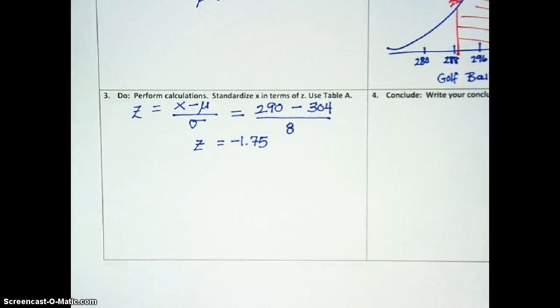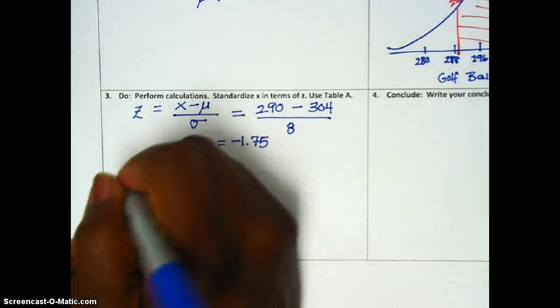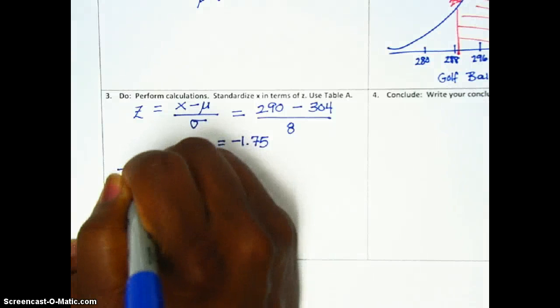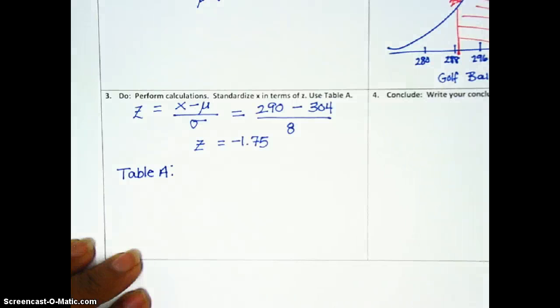Now we want to make a statement about what we're looking for. We want to know the percent of Tigers drives that travel at least 290 yards. Because this is a normal distribution, the z-score is attached to a percentile under the normal curve. The only way we're going to be able to find that is to take a look at Table A.